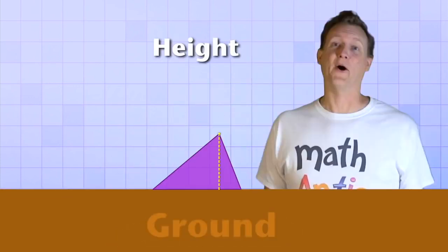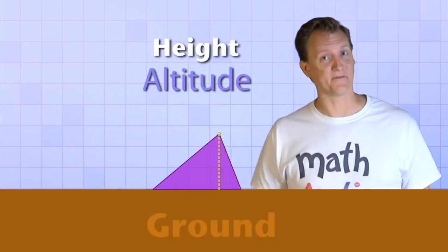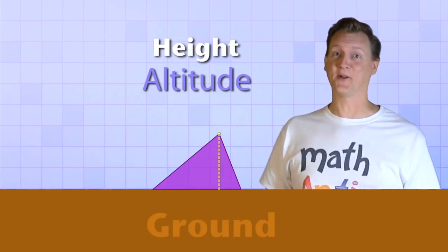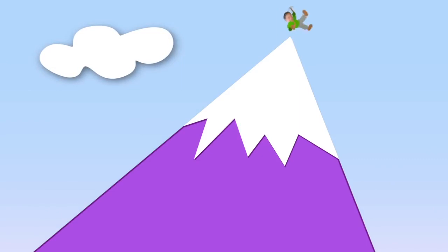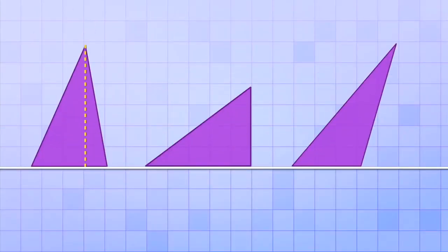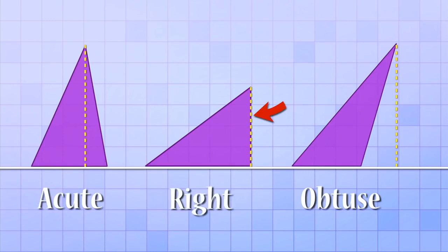The length of that line from the tip of the triangle to the ground is called the height of the triangle. Oh, some people call the height of a triangle the altitude, which makes a lot of sense if you pretend that your triangle is a tiny little mountain. Sometimes the height line is inside the triangle, like with an acute triangle. And sometimes it's outside the triangle, like with an obtuse triangle. And sometimes it lines up exactly with one of the triangle's sides, like with right triangles.